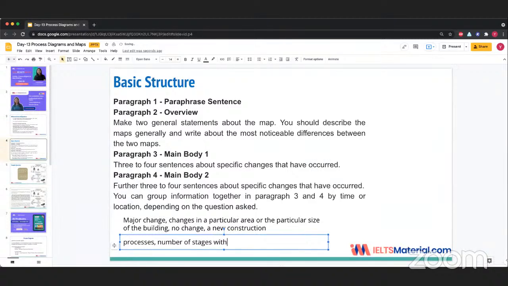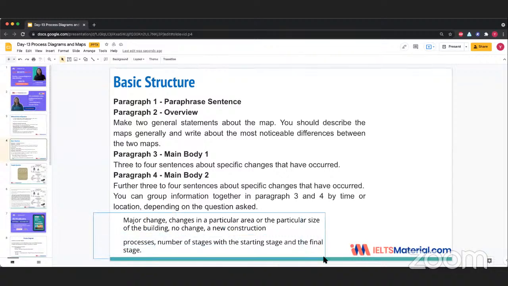with the starting stage and the ending stage and the final stage, I would say, not the ending stage, final stage. Okay, so when you take the process diagram, then you would be describing this particular thing in the process. Now, the other part is, when we come to the process part, I will explain you what types of process diagram do we have for IELTS academic.